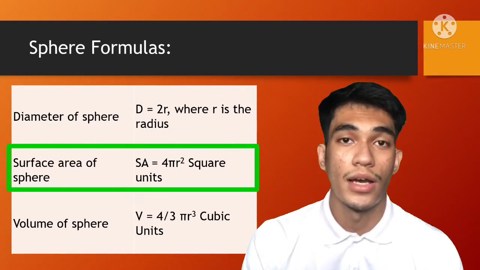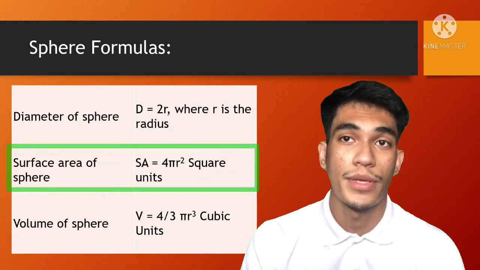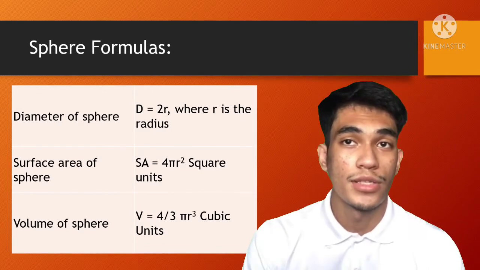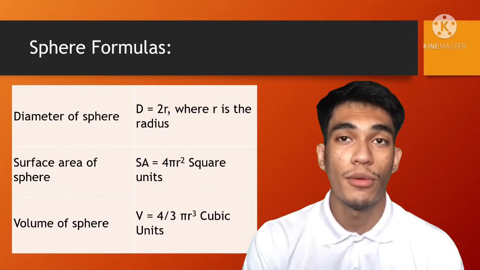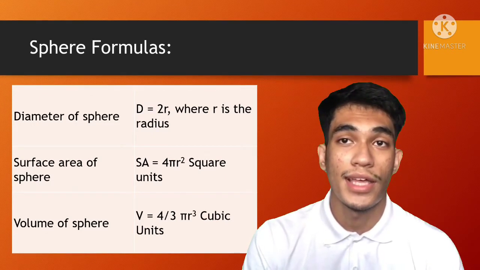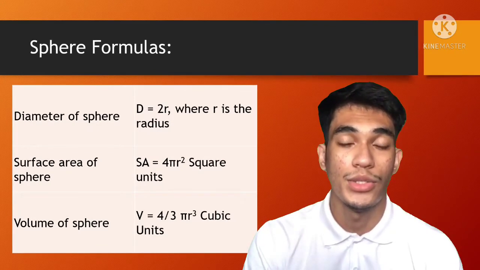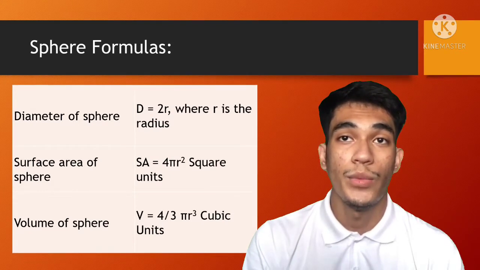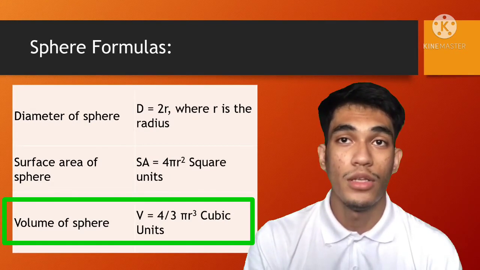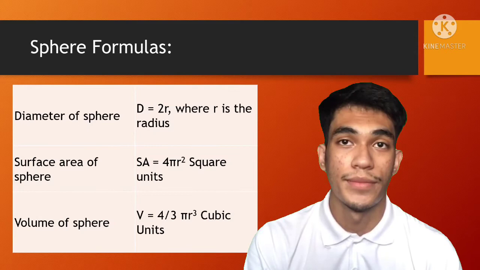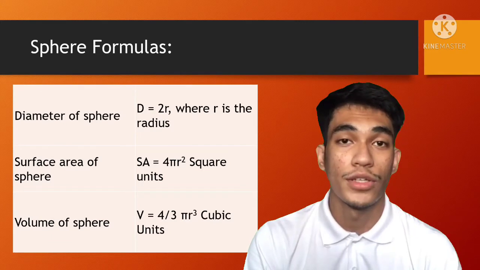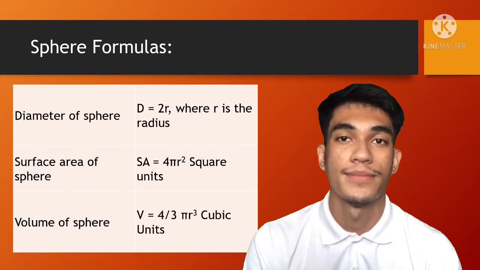Next is the surface area of a sphere. The surface area of a sphere is the total area covered by the surface of a sphere in three-dimensional space. The formula for surface area is SA equals 4 pi r squared units, where r is the radius of the sphere. Then lastly, we have the volume of a sphere. The volume is the amount of space occupied by a three-dimensional object like our sphere. The formula for the volume of a sphere is given as V equals 4/3 pi r cubed units.